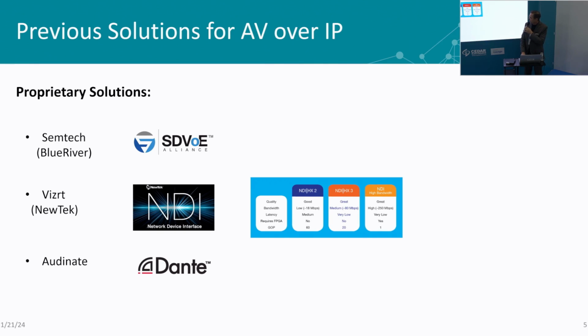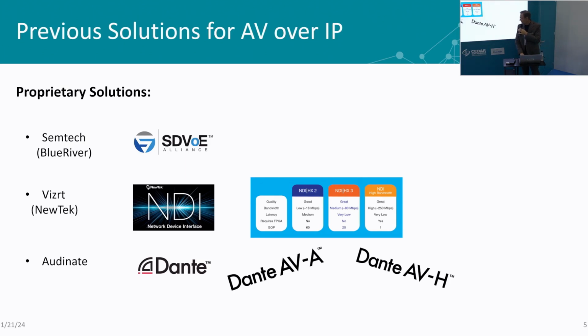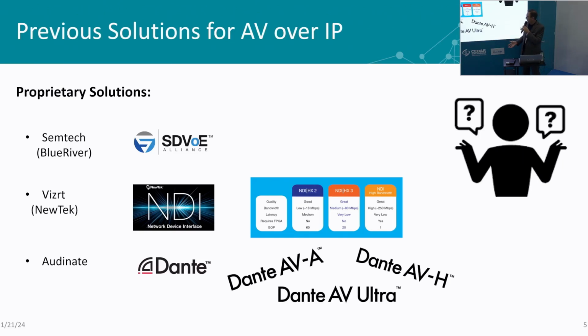The NDI solution is more than just one, unfortunately. They've got HX2, HX3, high bandwidth, a variety of solutions that are out there that add some confusion to the market. They all have their niches, and they work well in certain places. Dante as well, they've got AVA, AVH, all work well in their own niches. But it's very confusing for a customer that's trying to understand all of these and where do they fit and how do we fit in.